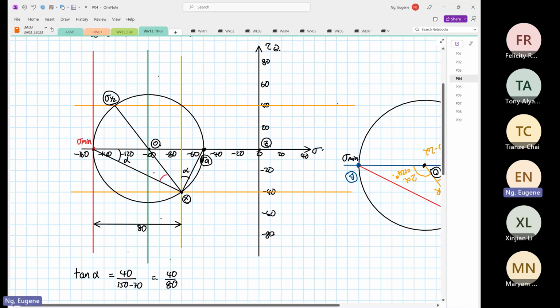Over here is alpha also, right? So this angle over here is equal to 180 minus 2 alpha. So this angle over here is 2 alpha. So this angle over here will be what? 2 alpha. Okay. So now we can find stress Y2, right? We just apply the rules of the circle.